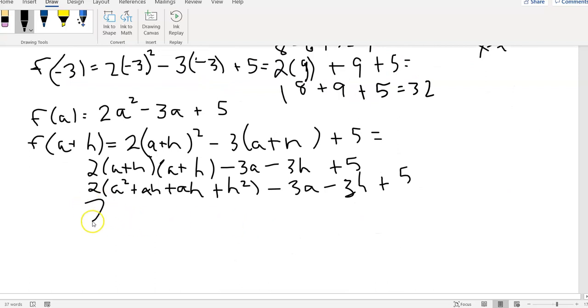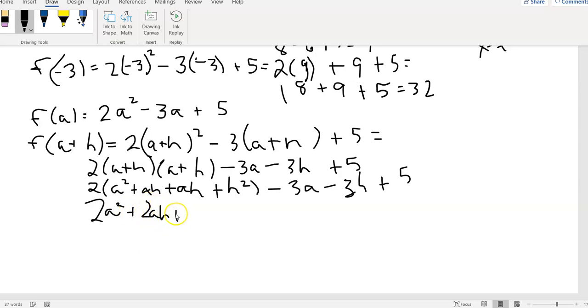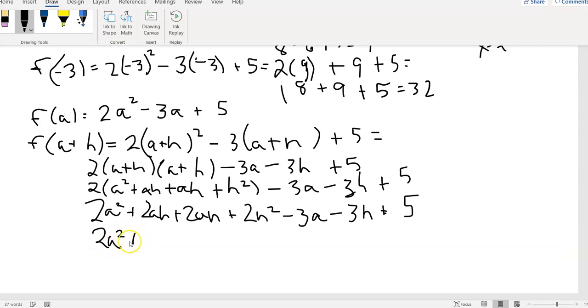Let's distribute the 2. 2a squared, 2ah, 2ah, and 2h squared. I'll just rewrite all this. And we can add like terms. Let's notice that 2ah and 2ah can be added together. And now we have the answer to f of a plus h after we write this out.